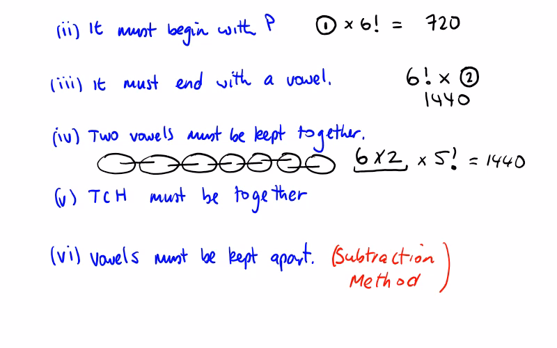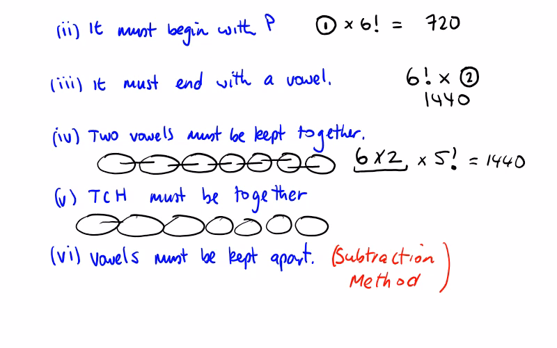Similarly with TCH being together, you may see that there's just going to be 5 positions where TCH can be together. Let's just confirm that. 1, 2, 3, 4, 5, 6, and 7. Well, let's see. They can be in box 1, 2, and 3. Box 2, 3, and 4. 3, 4, and 5. 5, 6, and 7. So actually we only got 1, 2, 3, 4 lines.